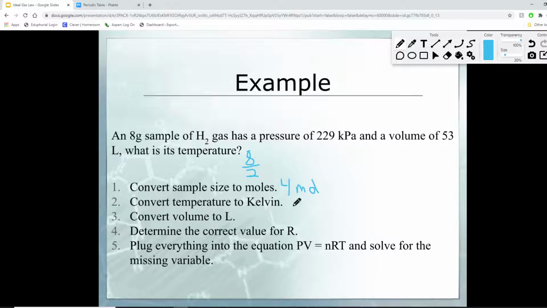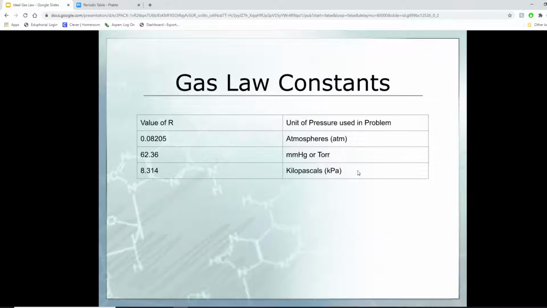Okay, the temperature, the Kelvin. The problem this time is asking us about the temperature, so we don't have to worry about step 2 here. We can cross it out. Convert the volume to liters. It's giving us our volume in liters already. It says I have a volume of 53 liters. So we're good there. And then on this one, if we look at which value of R we're going to be using, we need to notice that our pressure has units of kPa. So it's in kilopascals, which means that if we look back at this chart, we're going to be using this value here, the 8.314, as our value for R.